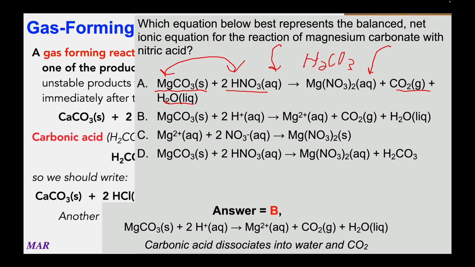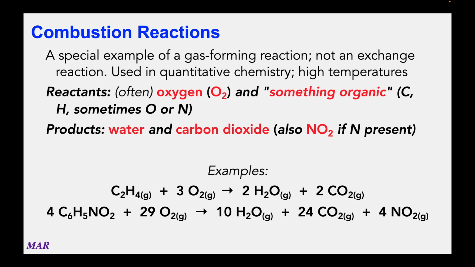Good to go. A combustion reaction is another kind of reaction that's used a lot, especially in organic chemistry. And in a combustion reaction, the easiest way to think about it is you have something organic, which usually has carbon and hydrogen, sometimes oxygen, sometimes even nitrogen. And you're going to burn it in O2 because oxygen's a gas, and the products will always be water and CO2. If you happen to have nitrogen, then you'll make NO2. That's the one exception to it.